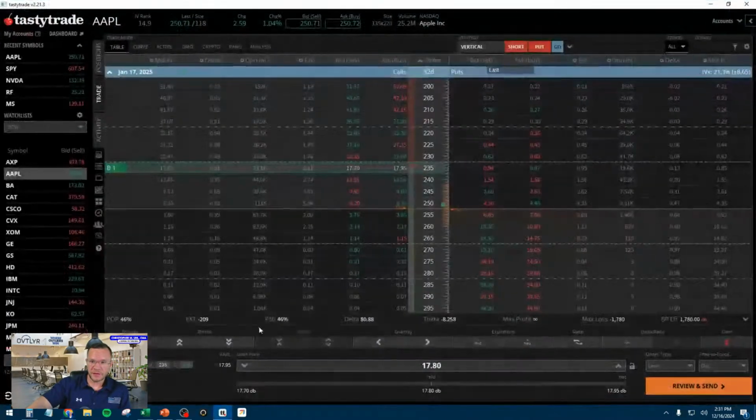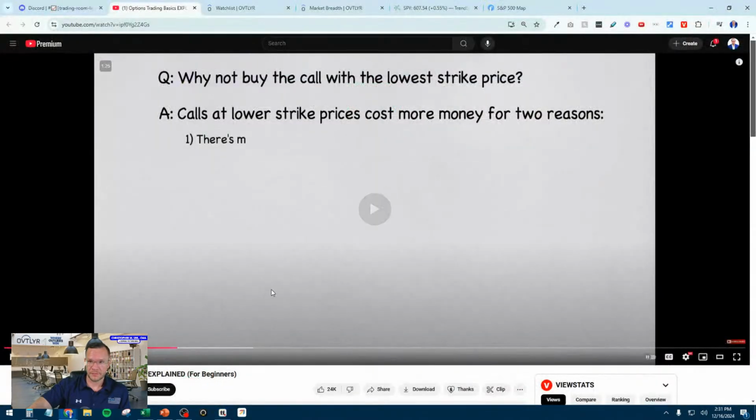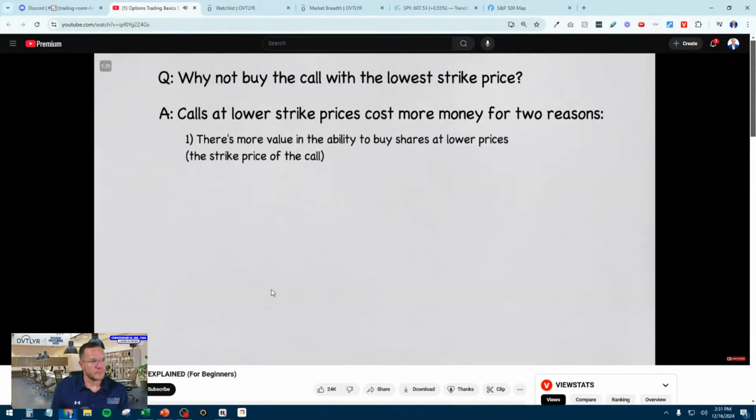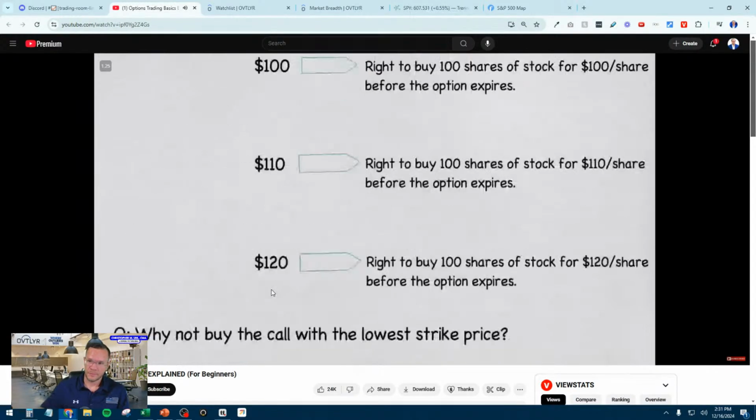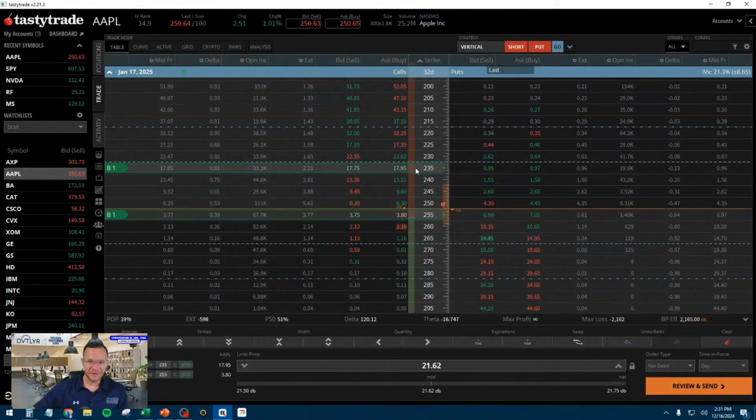Right. So in my example here, this one out of the money is $3. This one deep in the money that I like to trade instead is $17. Big difference. There's more value in the ability to buy shares at lower prices, which is the strike price of the call. And the second reason is that calls at lower strike prices have a higher probability of being valuable at expiration. So if we go back and look, I would much rather have a higher likelihood of this being valuable at expiration versus worth zero at expiration.